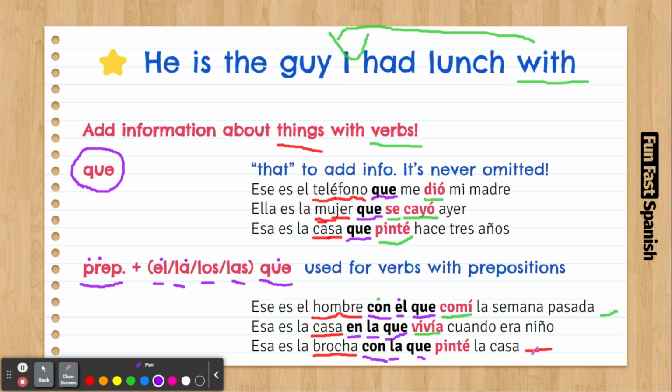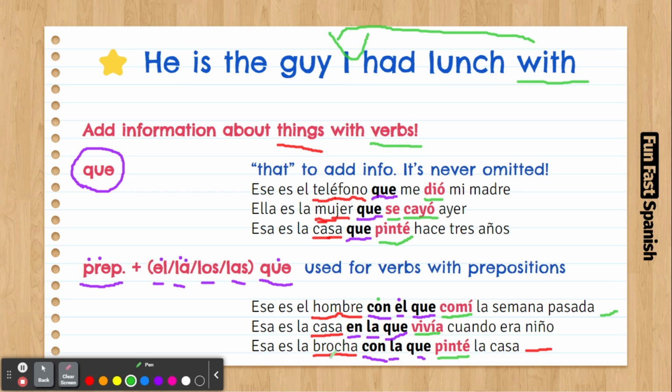Con is the preposition we need because you brush something with a tool. So after that, I put la. Why la? Because la brocha is feminine. So I'm going to use this article and it's singular. Con la que we always use it. Pinté. I painted the house. This is the brush I painted the house with. That's how we use it. That's how we say it. I know it sounds difficult, but that's how we use it.